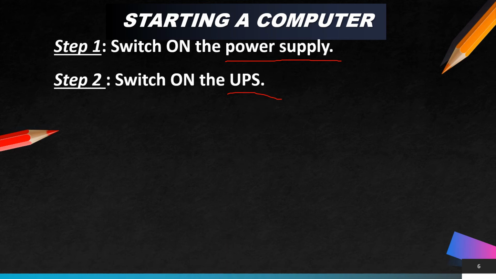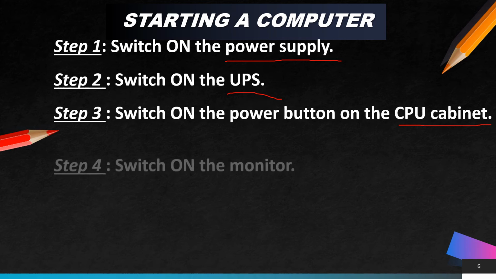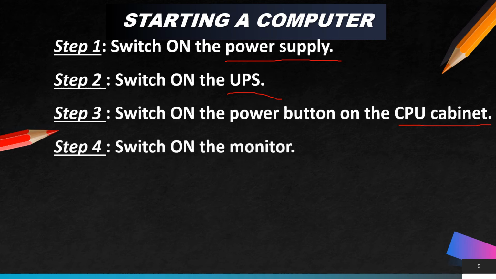That is UPS. Step 3. Switch on the power button on the CPU cabinet. So the third step, you have to switch on the CPU power button. Okay. And the step number 4, switch on the monitor.